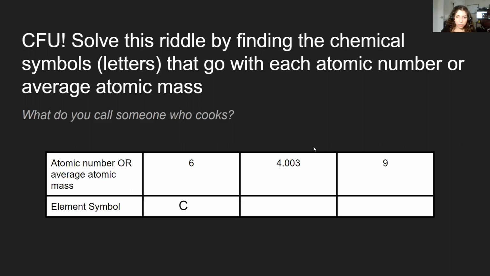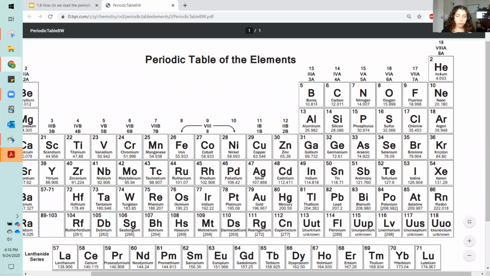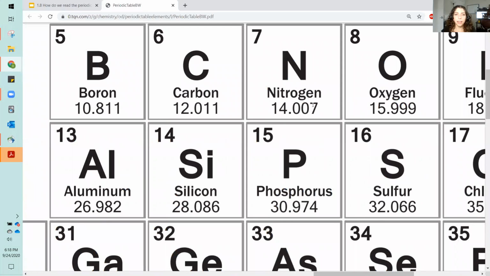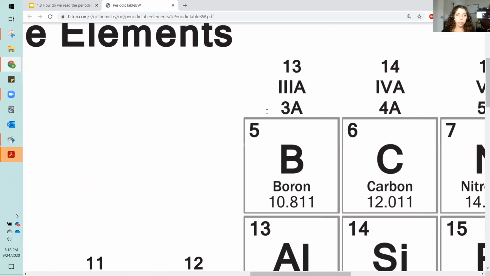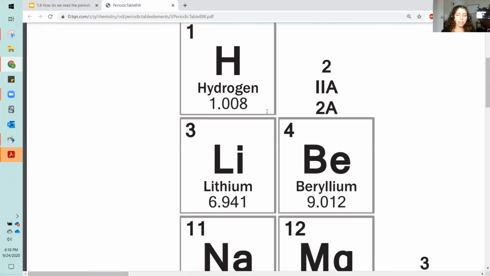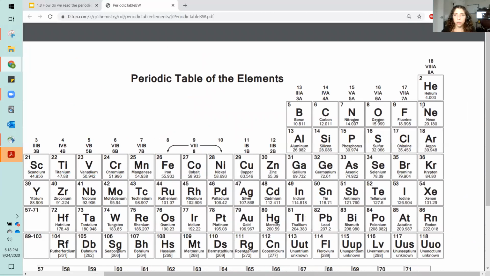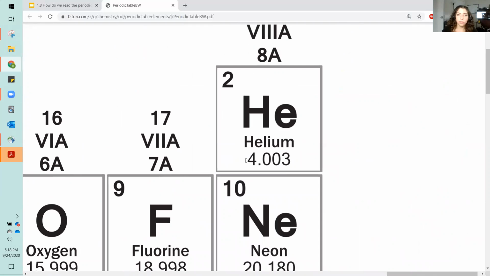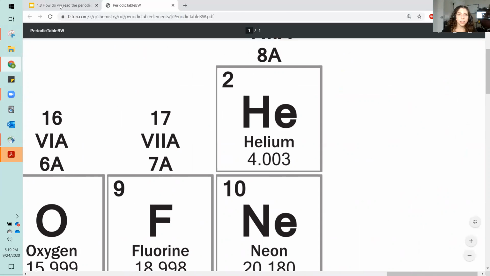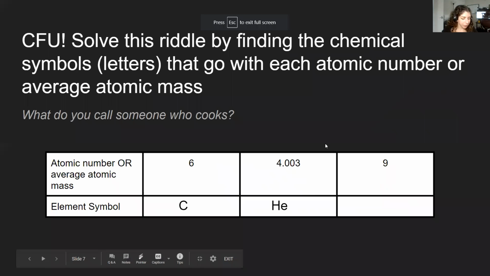So 4.003, I'm going to go to my periodic table, and I need to find 4.003, and carbon had 12.011. So I need to go smaller. And hydrogen has 1, so that's too small. So in fact, I'm going to pick helium. Helium has an average atomic mass of 4.003, and so our second element has got to be helium, or He.